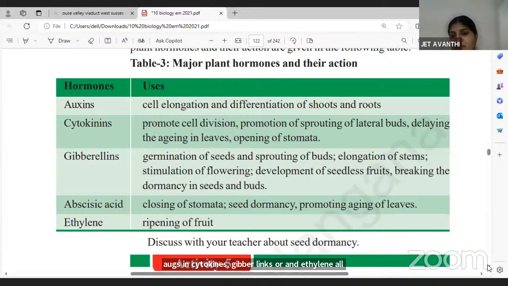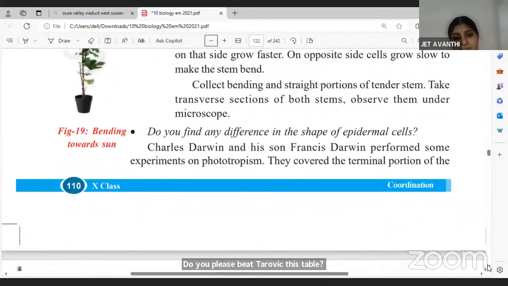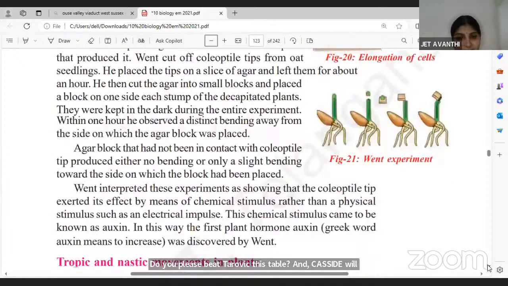There are two types of plant growth hormones. One group falls under inhibitors and one group under promoters, which enhance or help in the growth and development of the plant. Please be thorough with this tabular form. Auxins, gibberellins, and cytokinins are promoters, and abscisic acid is the plant growth inhibitor.